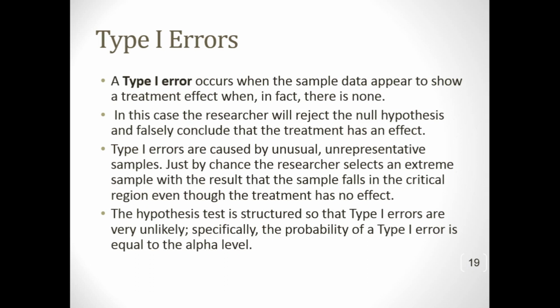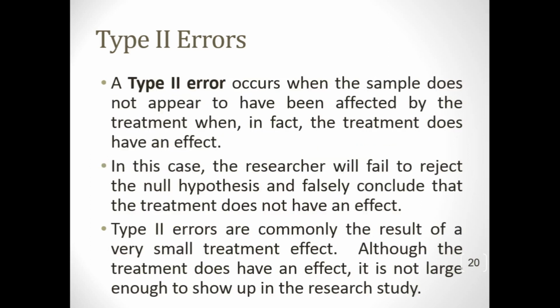Another type of error is type 2 error, which occurs when the sample does not appear to have been affected by the treatment when, in fact, the treatment does have an effect. In this case, the researcher will fail to reject the null hypothesis and falsely conclude that the treatment does not have an effect. Type 2 errors are commonly the result of a very small treatment effect. Although the treatment does have an effect, it is not large enough to show up in the research study.